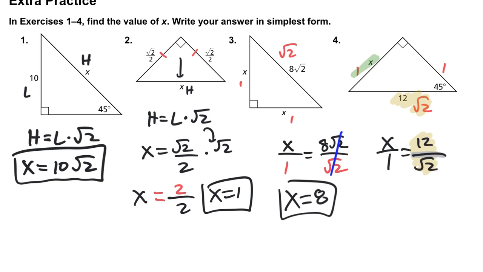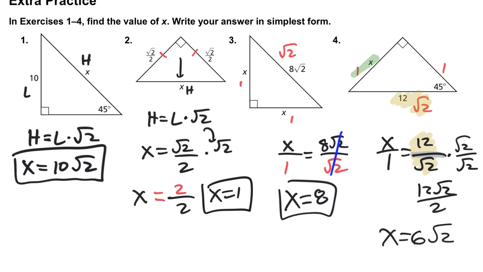It just so happens to solve this, I have to rationalize the denominator. So I'm going to multiply both sides by the square root of 2. That gives me 12 square roots of 2 over 2, which means I get x equals 6 square root 2, because 12 divided by 2 is 6. So again, you can solve it using the equations, or you can use the proportion method.